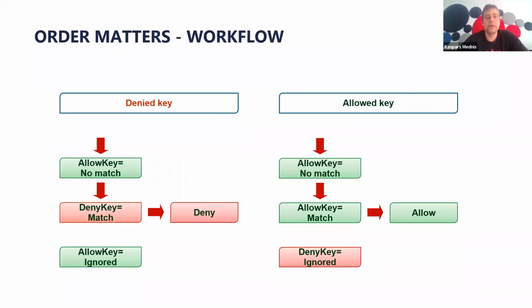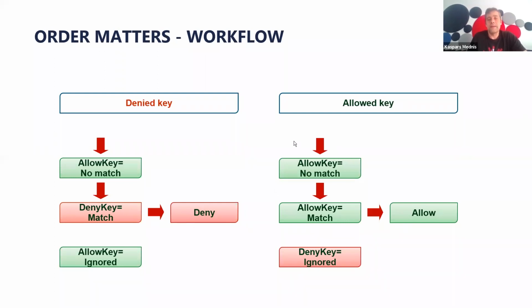On the next screen here, you can see the workflow. If you have a deny condition, Zabbix is checking the key against the list. So let's say the first entry is allow key, and there is no match. So Zabbix agent will check the next line, and let's say the next line is deny key, which matches the pattern, which means the key will be denied, and that's all. Processing stops. So this allow key, which is below the deny key, will just be ignored.